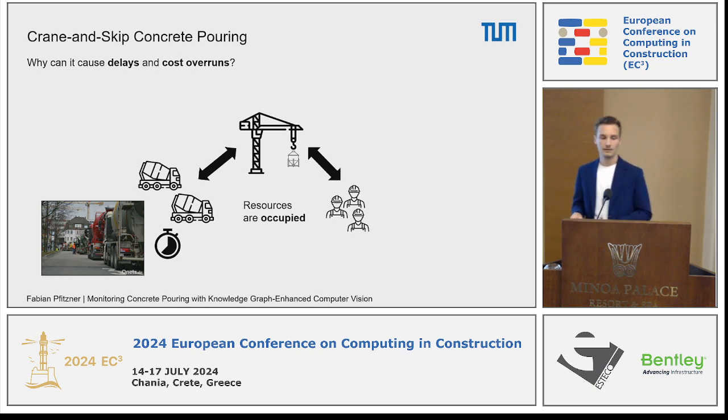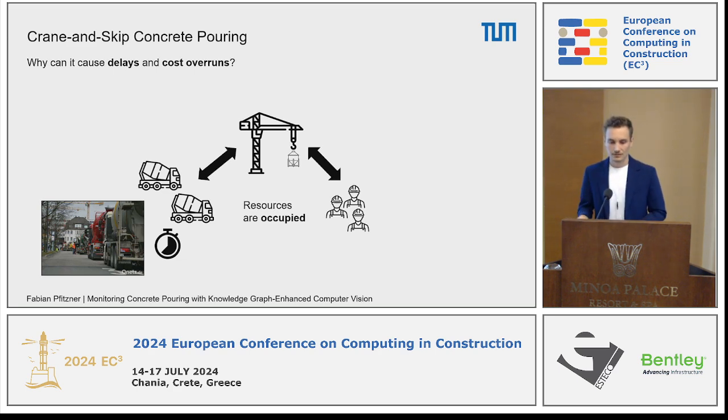The first reason this happens is that basically all of these resources are occupied during the concrete pouring process. So concrete mixers may block the entrance road of our construction site, hindering other resources getting on the construction site. Then the crane is occupied during this process, right? On many construction sites, we only have one or two cranes, and during this process, the crane is entirely occupied, and also this process involves a lot of workers.